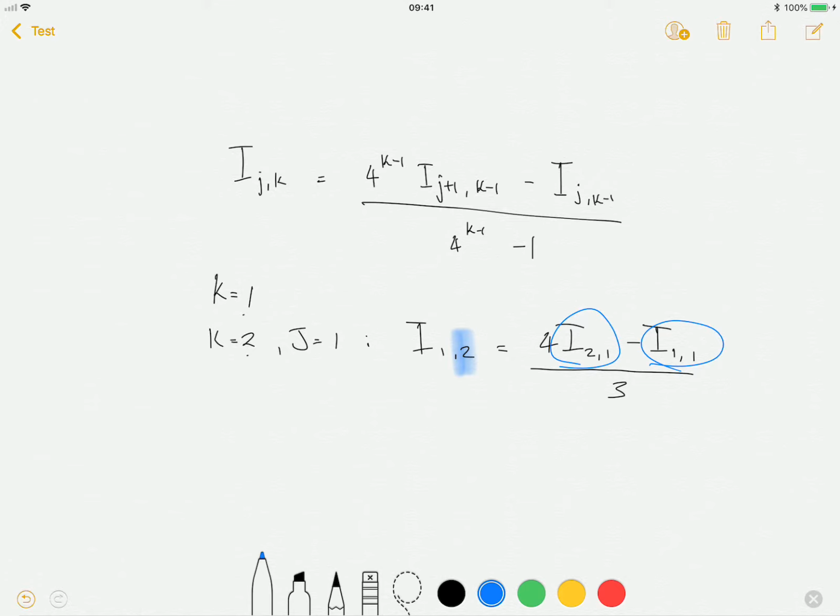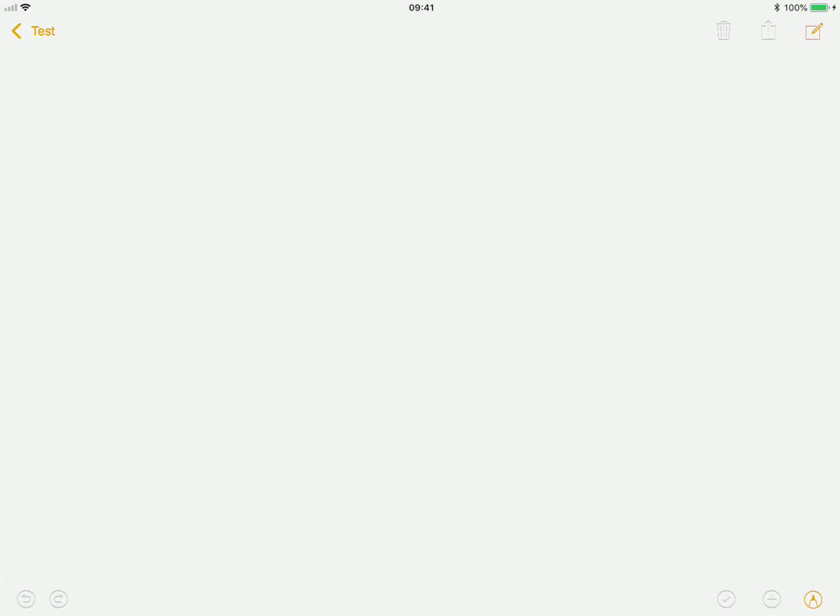In this instance, W1 is equal to negative 1 over 3, and W2 is equal to 4 over 3. Alright, so it might be a little confusing, so let's just look at what I mean in a tabular form.